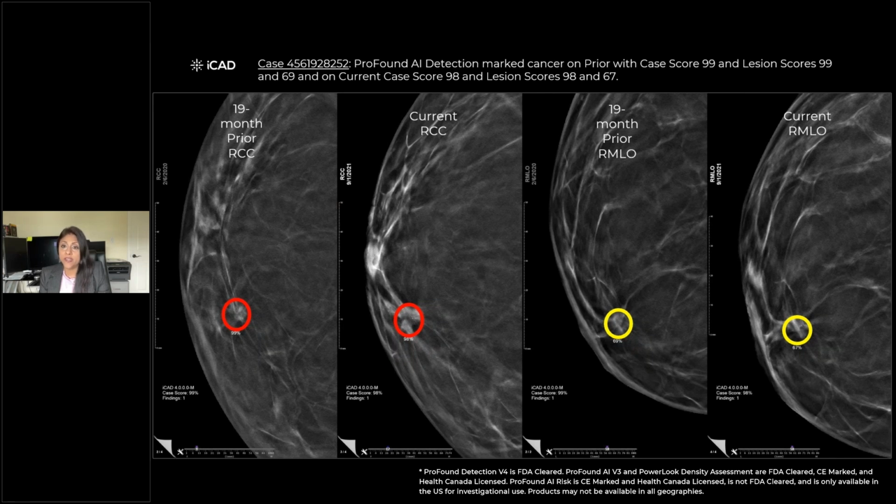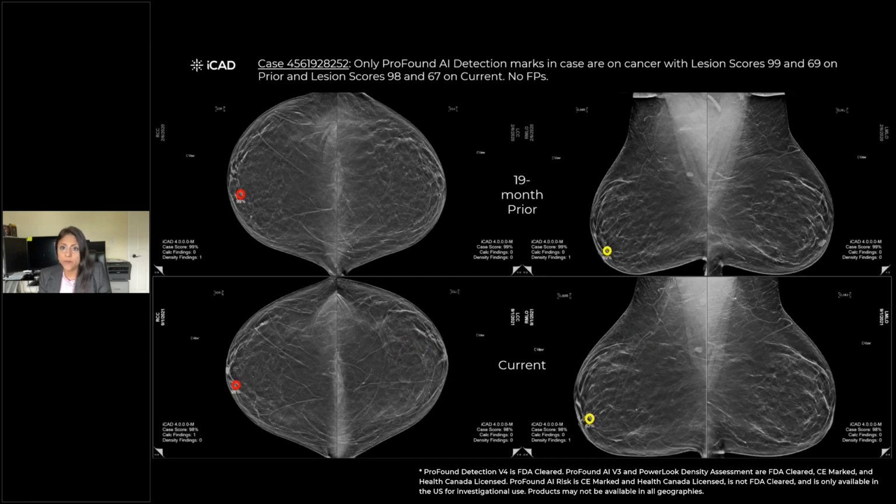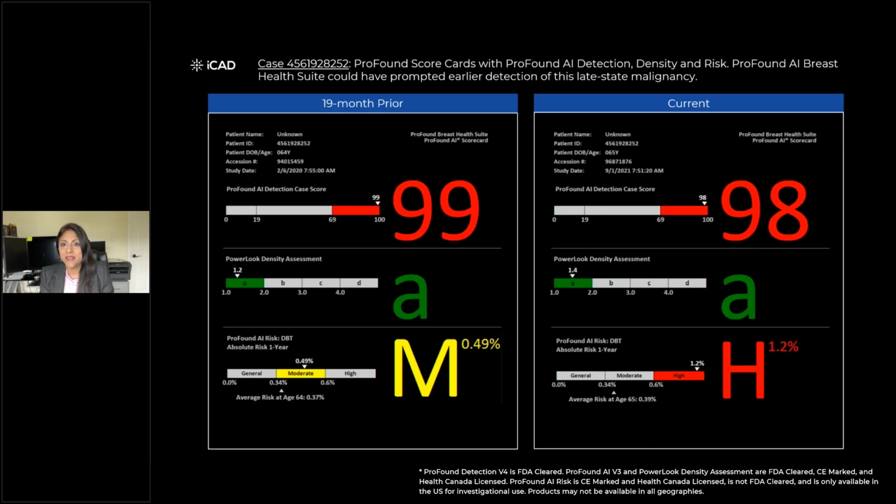And if you could show the next slide. Again, we see the same thing. Had it been picked up, had the tool been used 19 months prior, we could have seen this even back then. If you could go to the next slide, please.